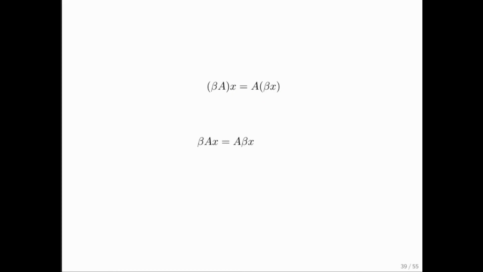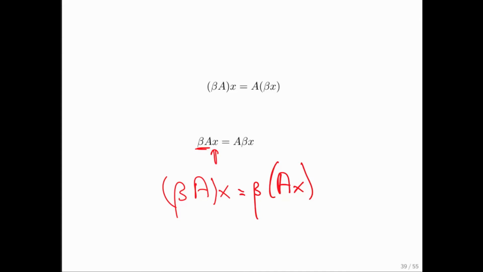What that really means is that we can drop the parentheses altogether, because the order in which you do the computation doesn't matter. You can first do beta times A and then multiply it times x. Or you could do beta times Ax. Or you can actually move the scalar along and say A times beta x, where you first multiply x by beta.